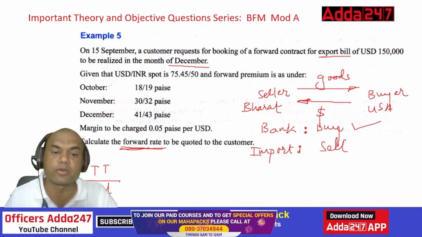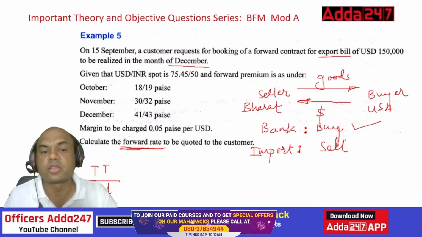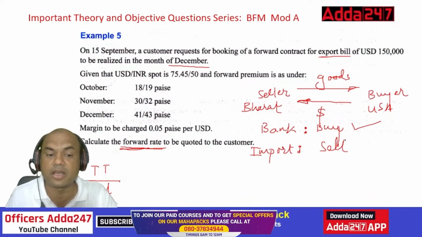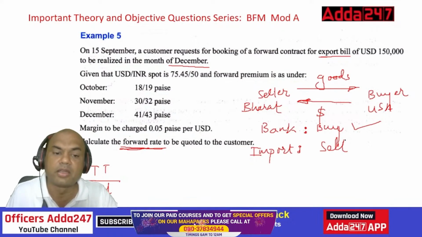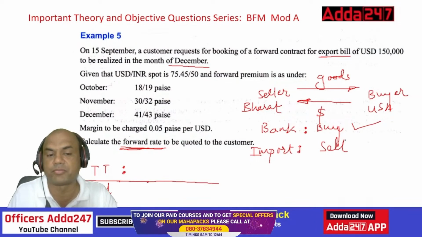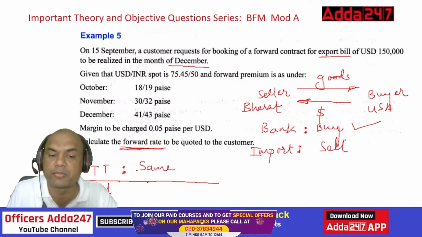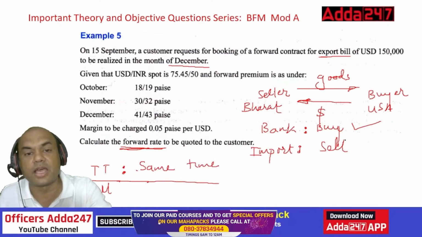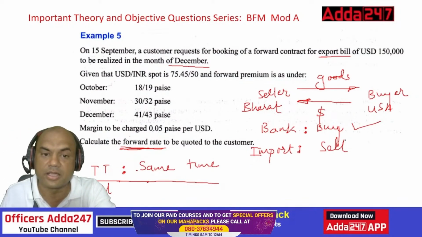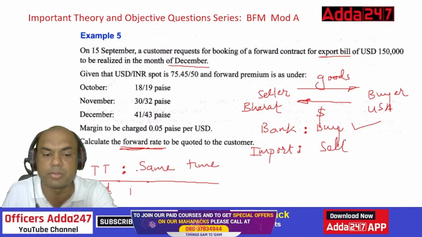So now coming back to the TT rates. Which rate will I apply, the TT rate or the bill rate? Remember, the TT rate is always applied when we are doing the transaction at the same time, with no time difference. If I'm doing the transaction at the same time, then I'll apply the TT rate. And what is the bill rate? I'll apply the bill rate when I am doing a future dated transaction.